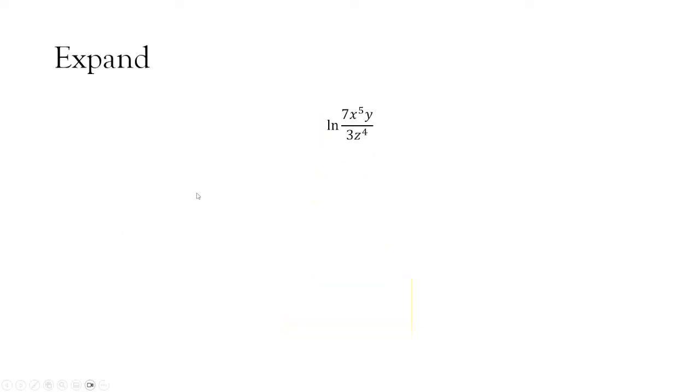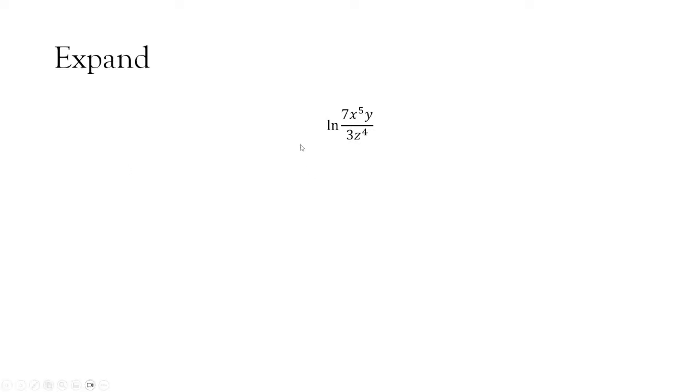Now let's look at the last 2 types that we talked about in this chapter, expansion and condensing. So my instructions here are to expand this logarithm. I have ln of 7x to the 5th y over 3z to the 4th power. So what can I do here?